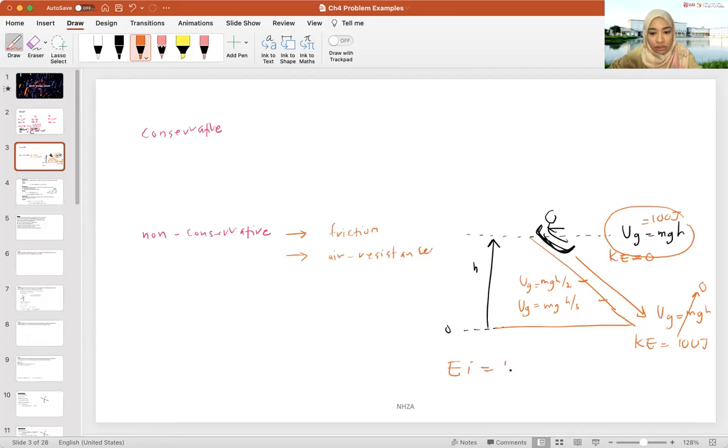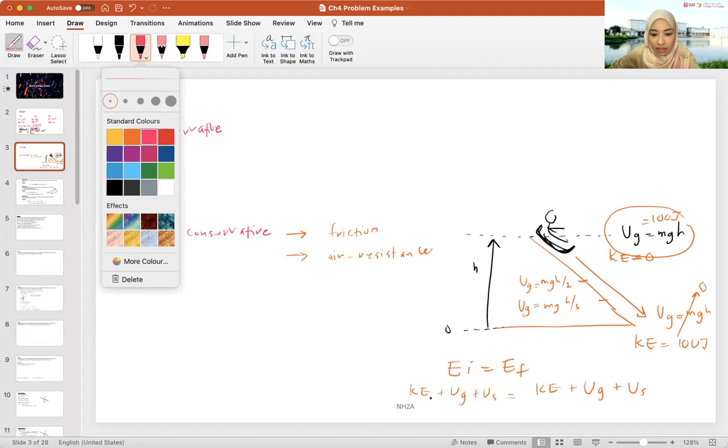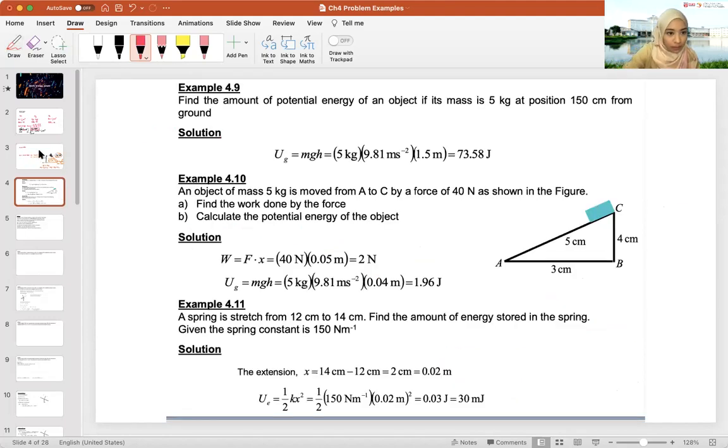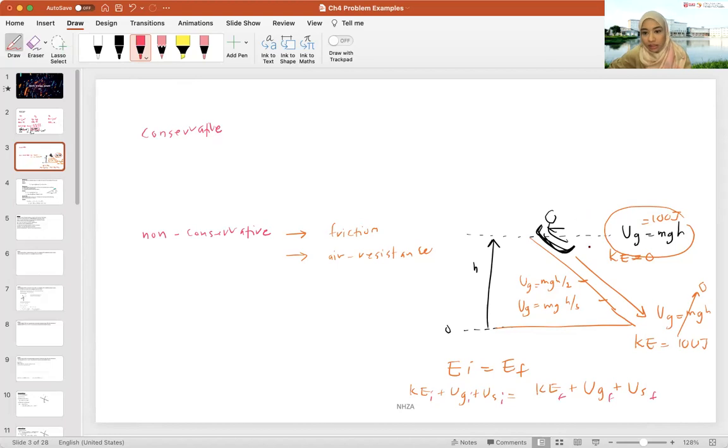E initial equals E final. What is E initial? We have KE, we have UG, we have US, and this is also KE, UG, and US. The only thing that is different here is that this one is the initial state and this is the final state. All right. So KE of Iqbal is 0, right? He was not moving when he was at the top. His UG was 100 joules. We don't have any spring system here, so US is 0.